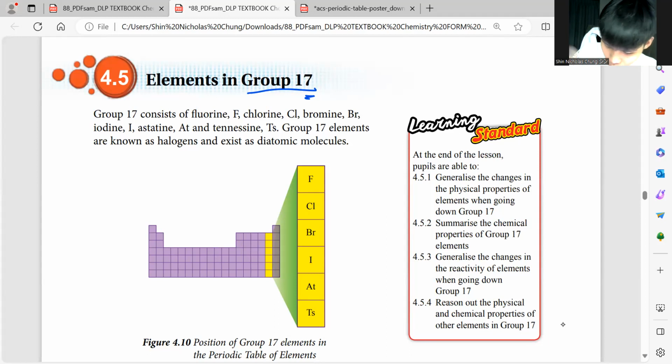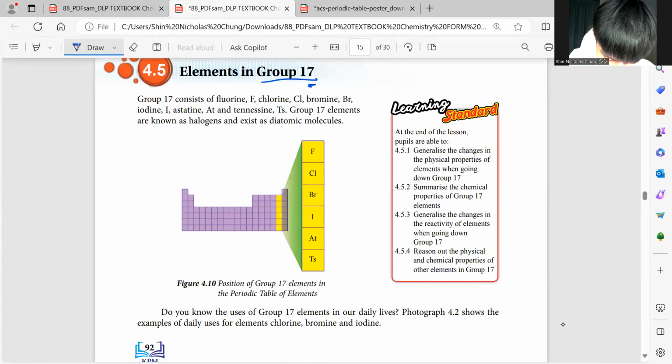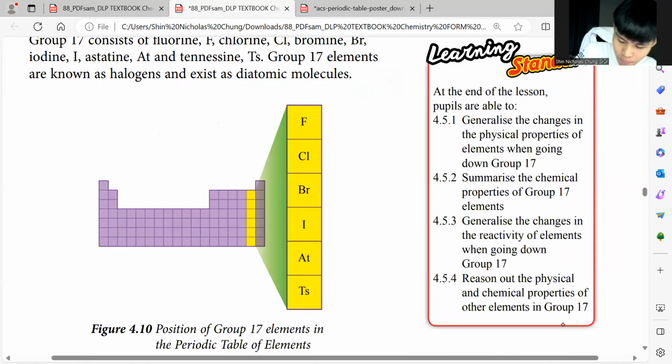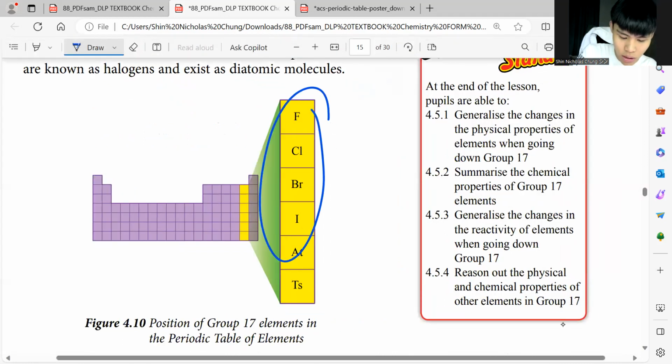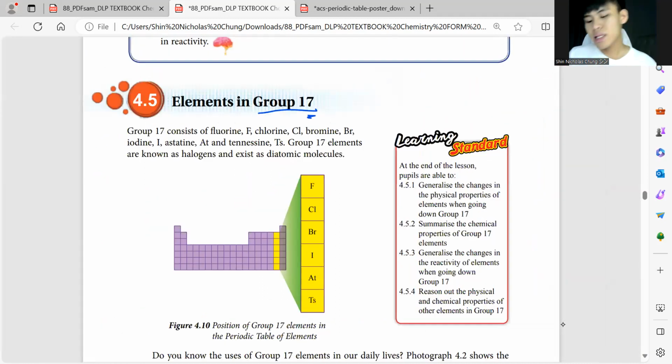In group 17, we have fluorine, chlorine, bromine, iodine, astatine, and the last one is tennessine. Usually I don't really remember the last one, but in questions we'll encounter these three the most. So group 17, 7 valence electrons.